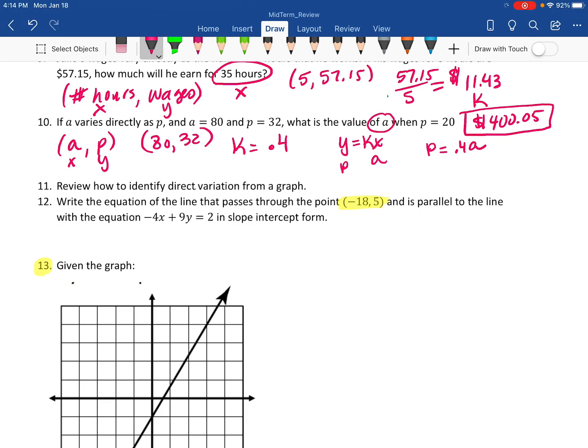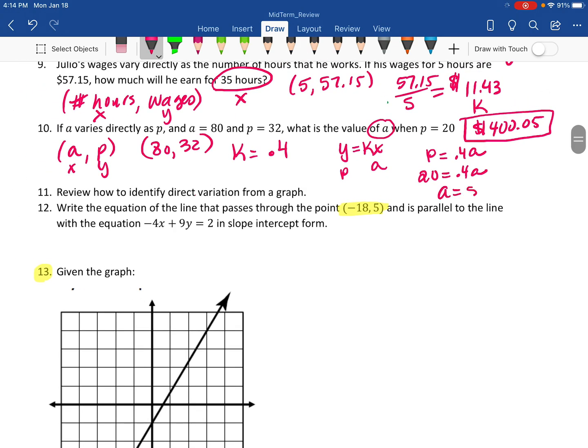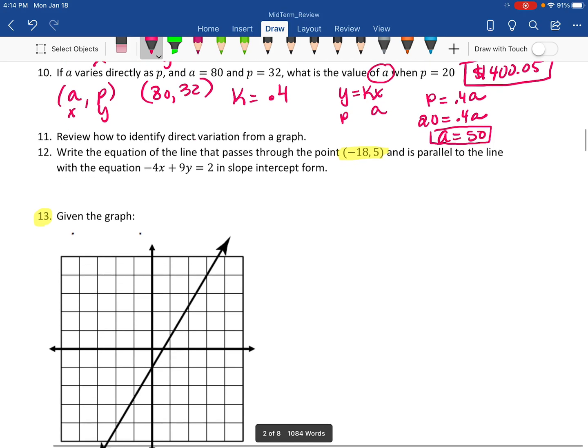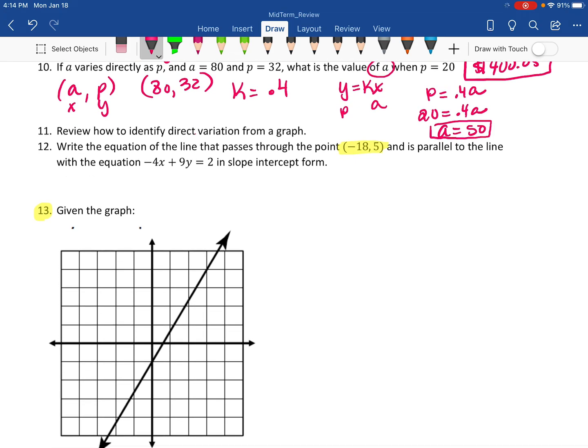So now, unlike the 9 where we multiplied, we're going to have to divide, because the P value is 20. That's going to be equal to 0.4 A. So I'm going to have to take 20, divide that by 0.4, and that's going to give me an A value of 50. Okay. And I'm going to do number 11 and 12 in the next video. I will see you then.